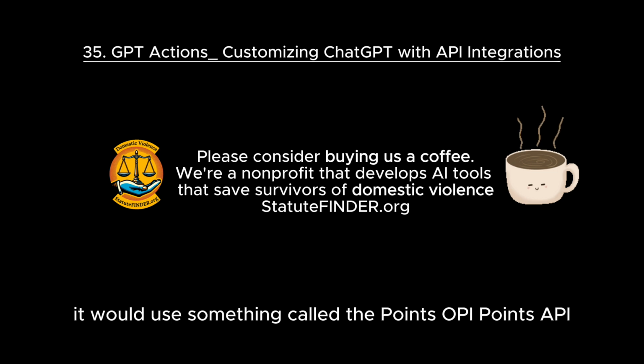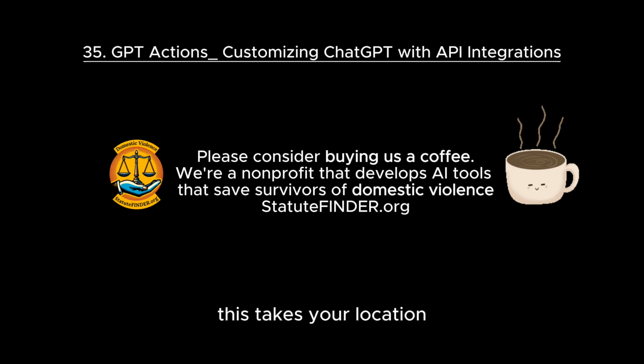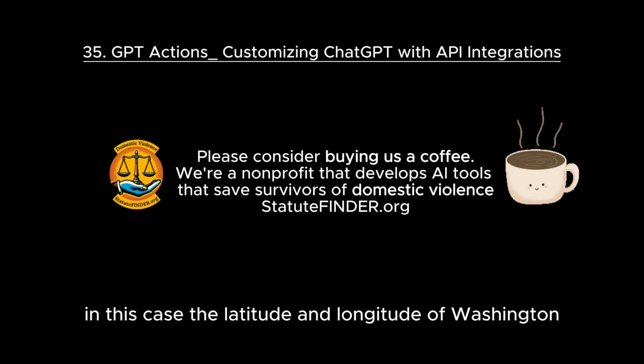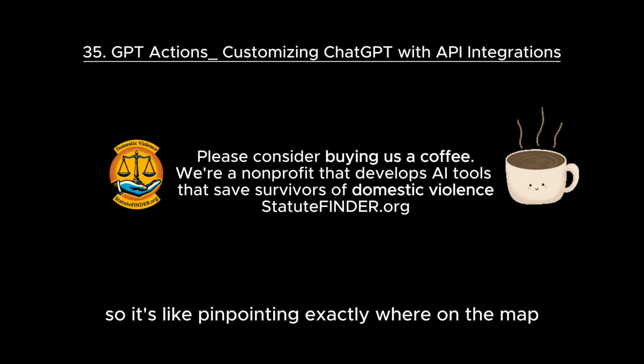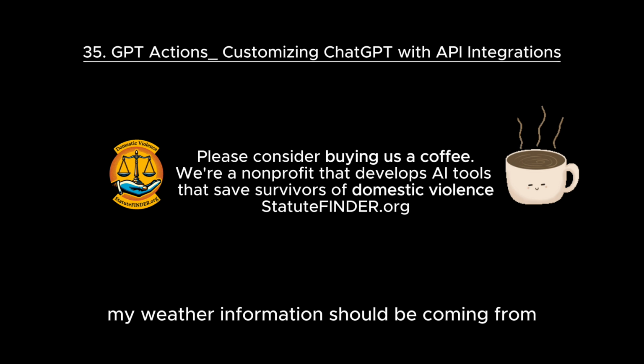First, it would use something called the points API. This takes your location, in this case the latitude and longitude of Washington, D.C., and finds the closest weather station to give you the most accurate data. So it's like pinpointing exactly where on the map my weather information should be coming from.